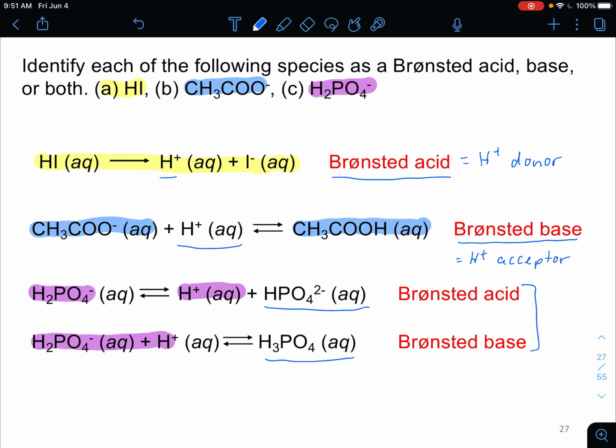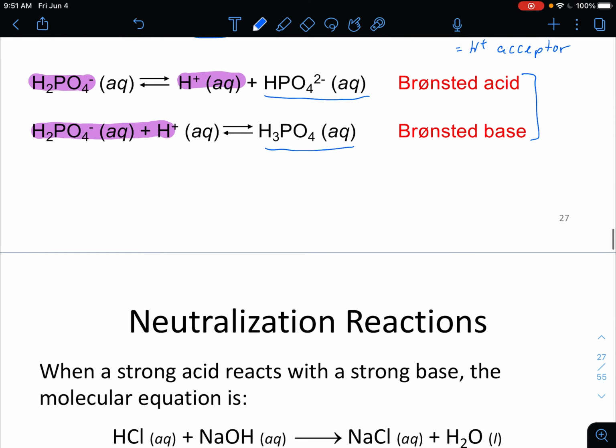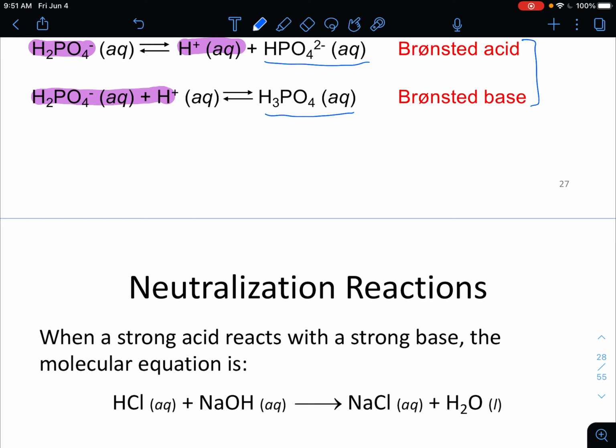Water is also a really good example because it just depends on the reaction conditions. And we call stuff that behaves as both an acid or a base amphiprotic or amphoteric. Amphi like amphibian because of kind of both behaviors.